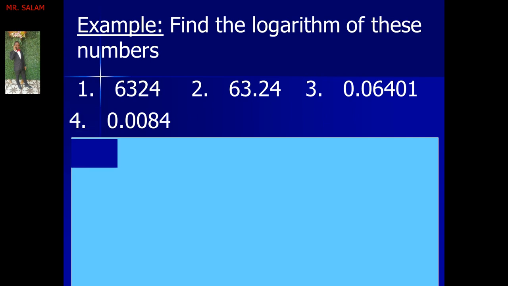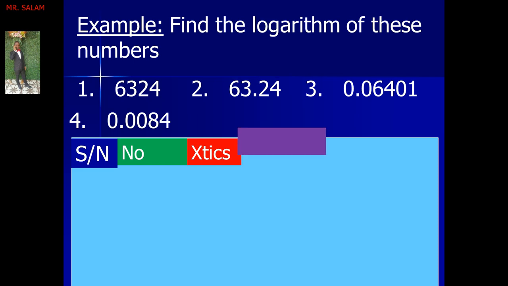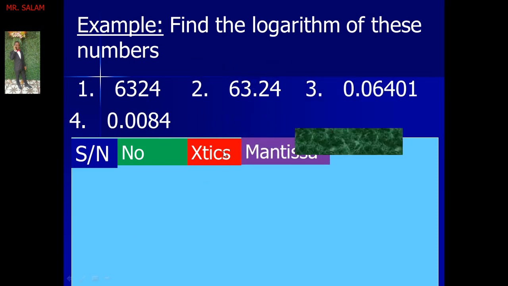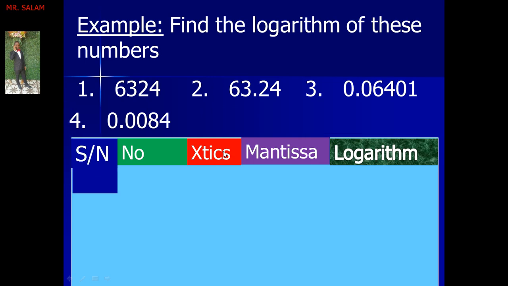So let's look at this. Let's look at the first number here. We have the number, the characteristics, the multiplier, and the logarithm. So number 1, we have 6,324. So what is the characteristics of this number?